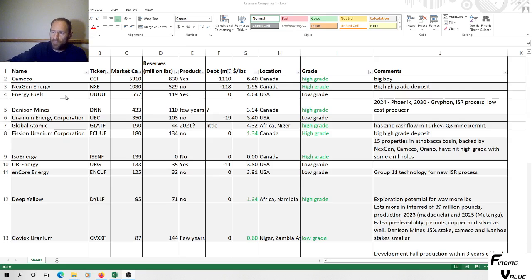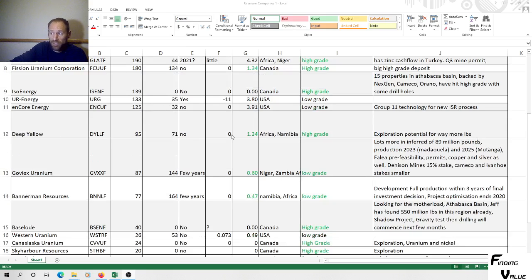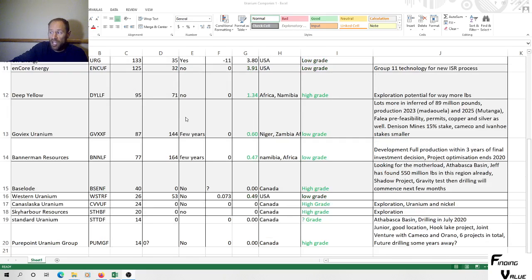Now these other ones like Energy Fuels and NextGen Energy are starting to get a little bit more expensive, but not too bad. Denison Mines is getting a little more expensive in relationship to some of the other ones, and Uranium Energy Corp. But remember, some of these have production out there, like Denison Mines, which might be okay even at a $4 per pound price. If we scroll down here, Deep Yellow is still at $1.34. That is still, I consider, a very good price. GoviEx and Bannerman Resources are at 60 cents and 47 cents. Yes, they have some debt, or they've diluted some shares.